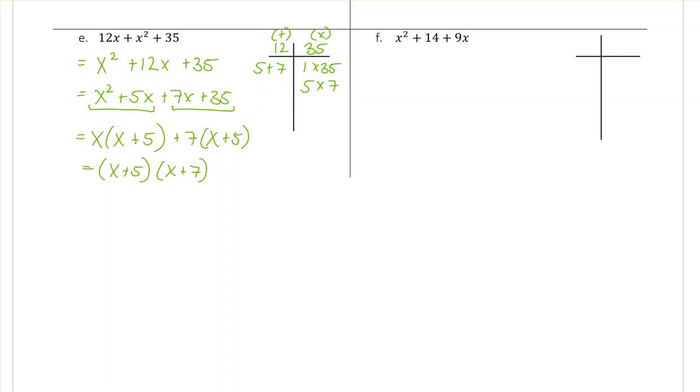In our last example here, same thing, we have to rearrange first. Rewrite your equation from highest degree to least, which means it's x squared plus 9x plus 14. Now we're looking at values that multiply to 14 but add to 9. Our only factors of 14 are 1 and 14, that doesn't add to 9, and 2 times 7. So we're going to, again, split that.